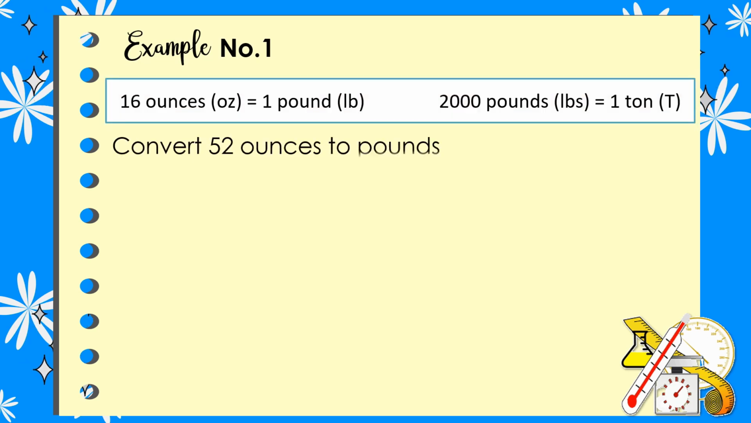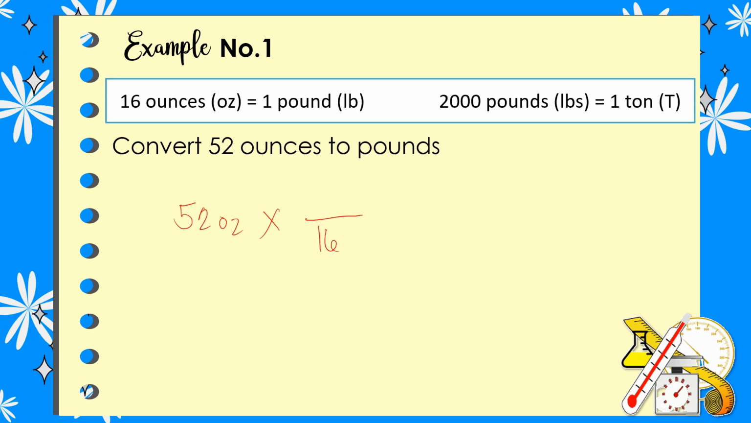Example number 1. Convert 52 ounces to pounds. So let us choose the appropriate converting factor. We're going to use 16 ounces is equivalent to 1 pound. Set up na natin ang ating converting factor. So first, sulat natin ang ating given, 52 ounces multiplied by the converting factor.